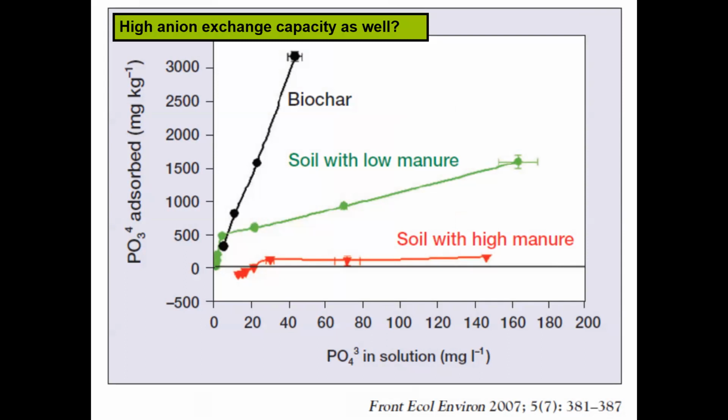So here, this is phosphate. So this is an anion. So this also illustrates the high anion capacity of the biochar. So it's great for cation exchange capacity, but it also is good at sorbing onto anions. So it's kind of a one-two punch for improving soil fertility.